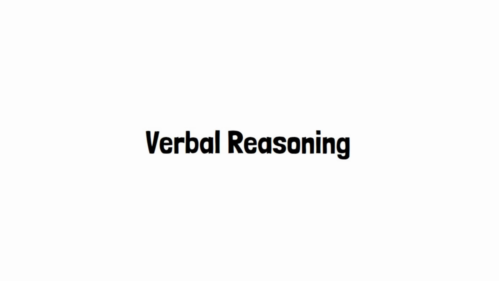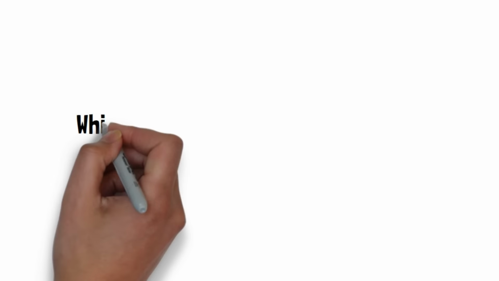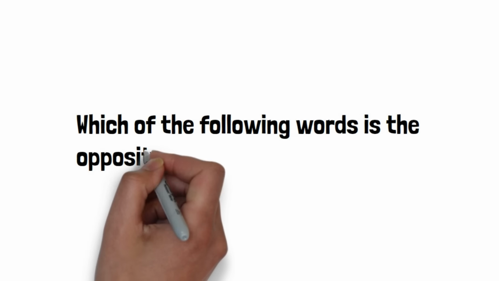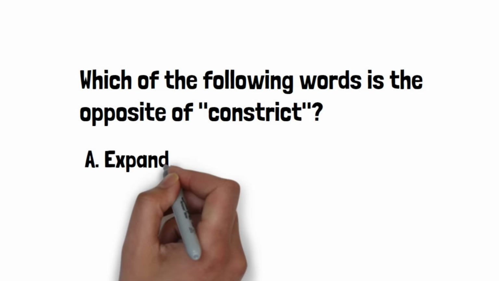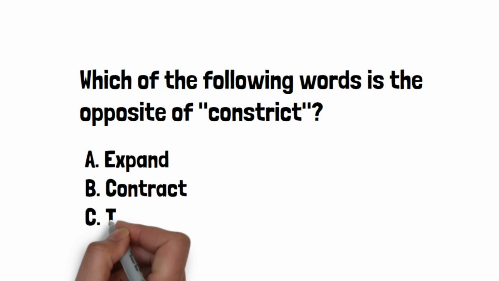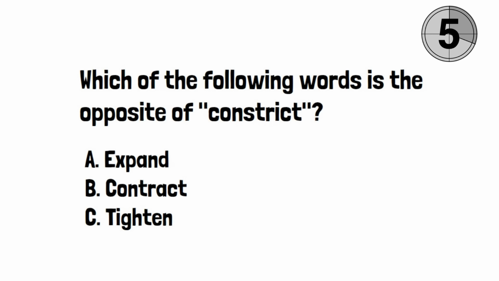This section tests your understanding of written material. Sample question: which of the following words is the opposite of constrict? A, expand. B, contract. C, tighten. Answer: A, expand. You'll need to quickly grasp the meaning of words and their relationships.